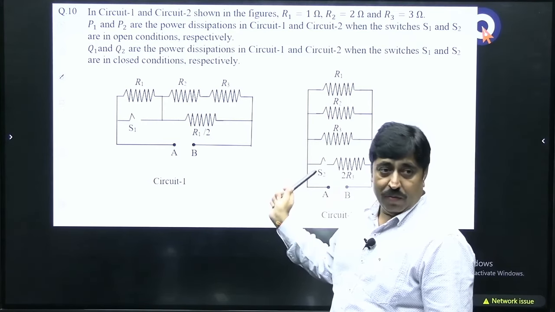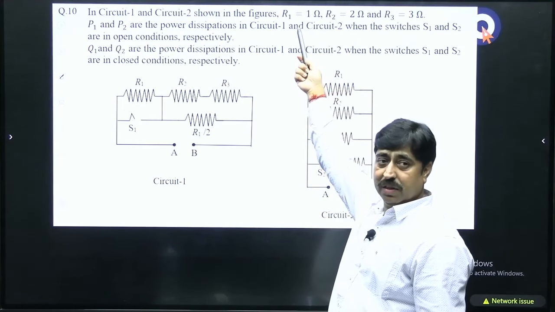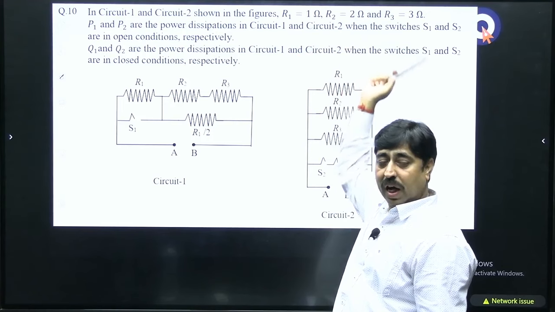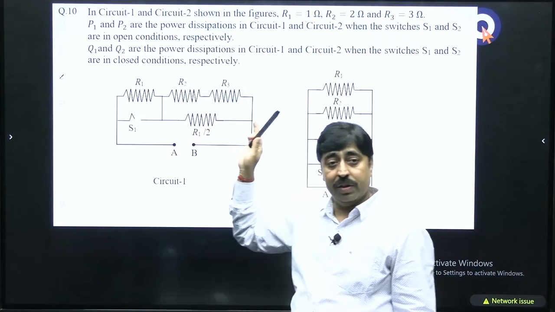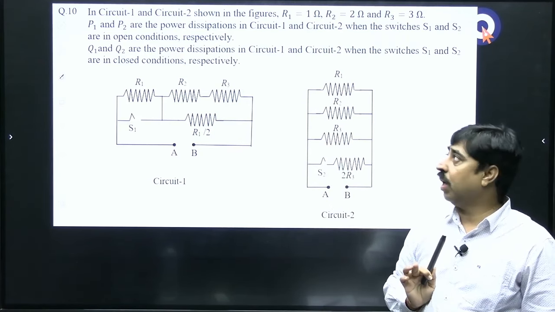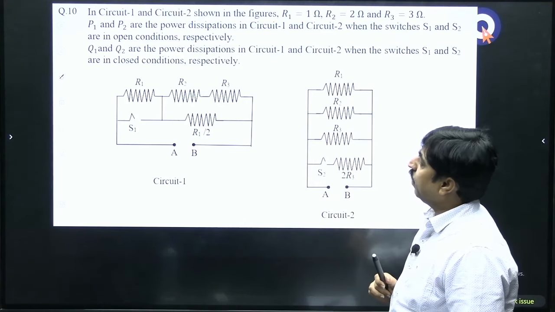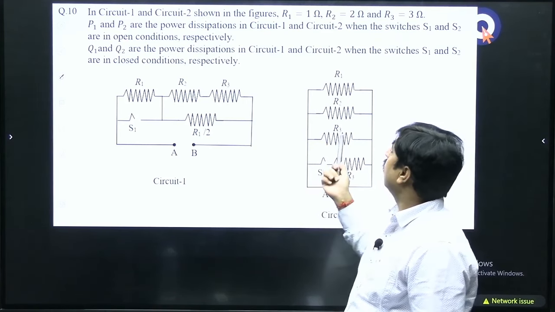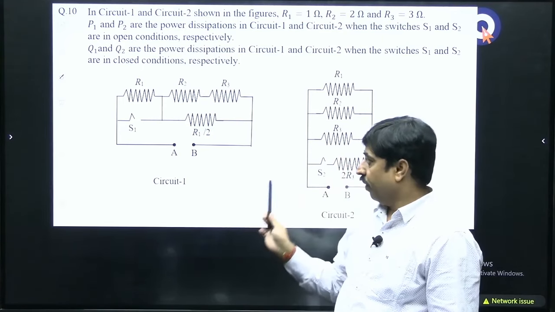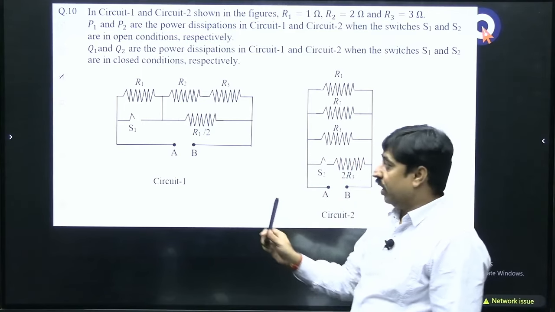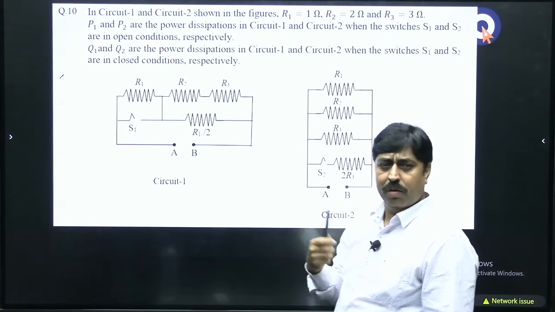There are two circuits, right? 1 and 2. Circuit 1 and circuit 2 shown in figure have resistances R1 1 ohm, R2 2 ohm and R3 3 ohm. Very easy to remember. R1 is 1, R2 is 2 and R3 is 3. Here also, R1 is 1, R2 is 2 and R3 is 3 ohm. P1 and P2 are power dissipated in circuit 1 and 2 when switches S1 and S2 are open. In the original figure, we can see that this switch is open. This switch is also open. S1 and S2 are open.